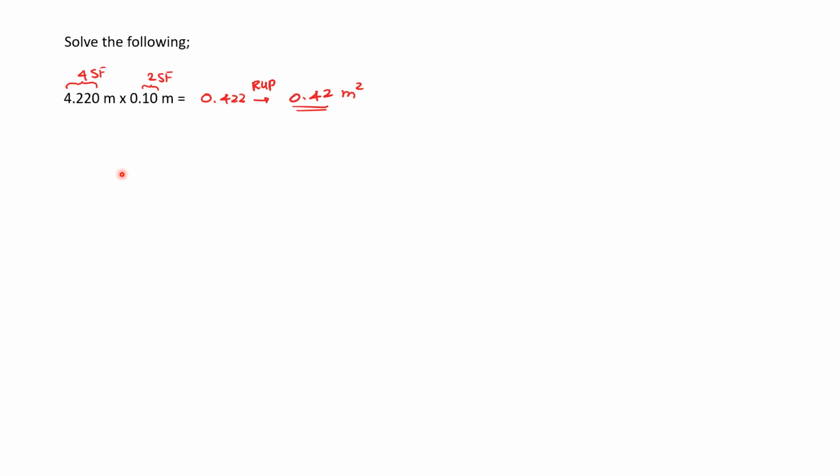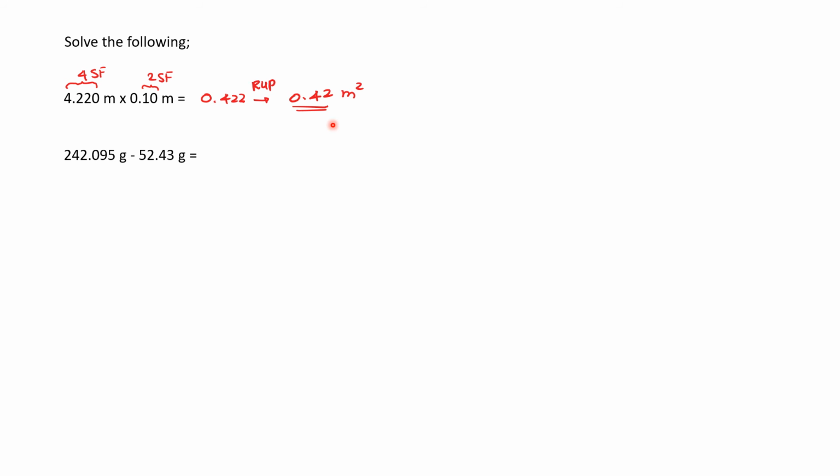Solve the following. 4.220 meters times 0.10 meters. So this is a multiplication. When you do a multiplication, our consideration is the number of significant figures. So in this case, this one has 4 significant figures and this one has only 2 significant figures. So our final answer should be in 2 significant figures.